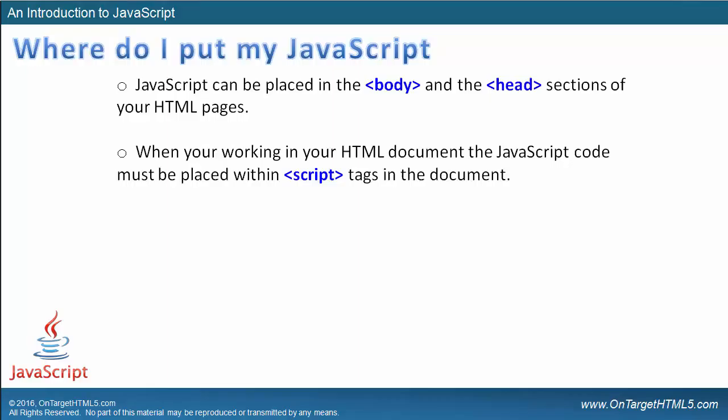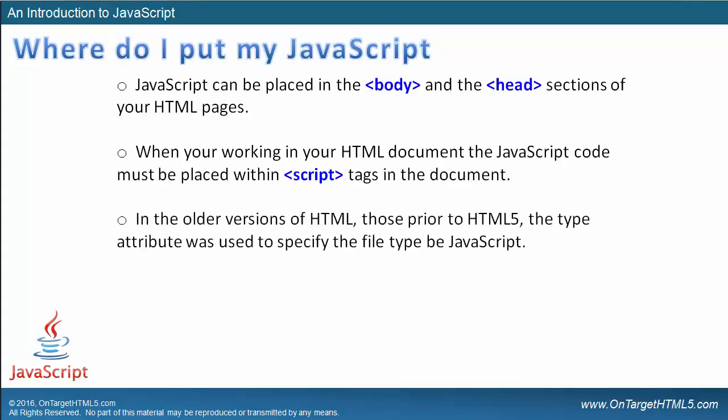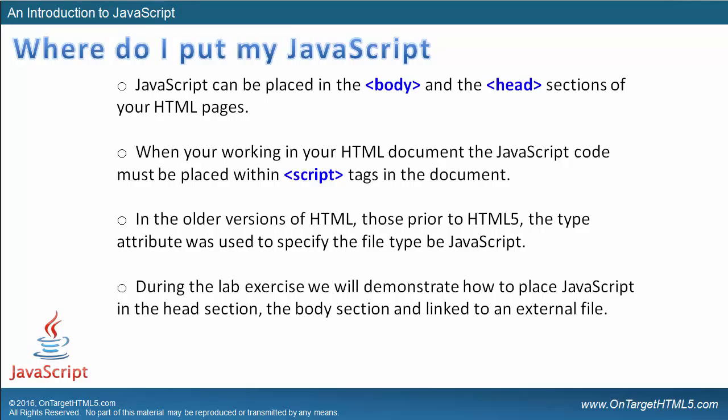When you're working in your HTML document, the JavaScript code must be placed within script tags. And we'll demonstrate that in the lab. In older versions of HTML, those prior to HTML5, the type attribute was used to specify the file type to be JavaScript inside of your HTML document. And then during the lab exercise, we'll demonstrate how to place JavaScript in the head section, the body section, and we'll link to an external file so you can see how all three are done. That's how we do it when we're developing our web applications, and I will demonstrate all three of those inside of our lab.